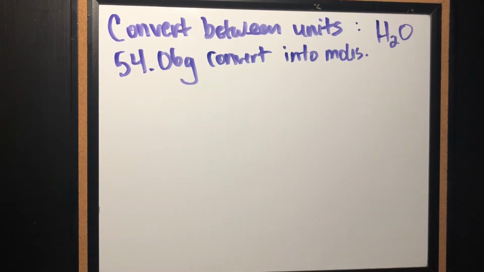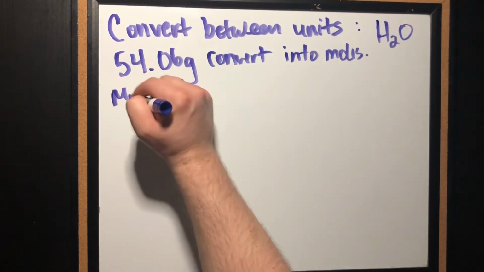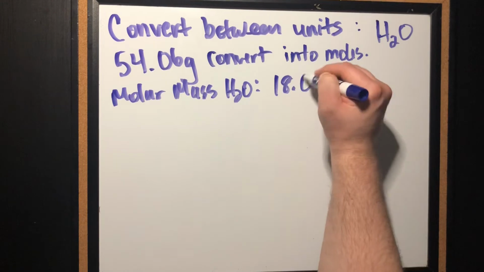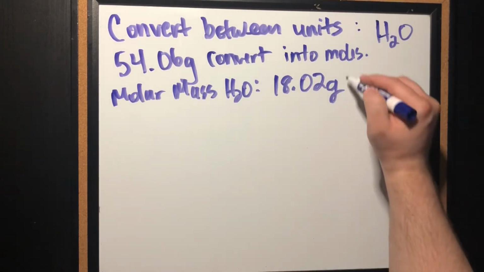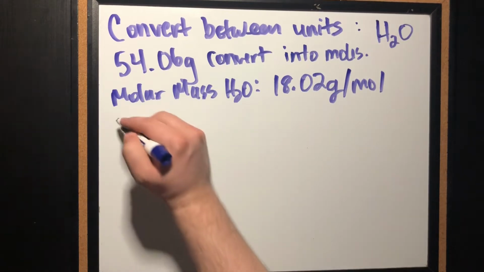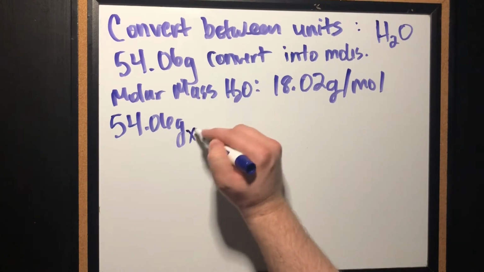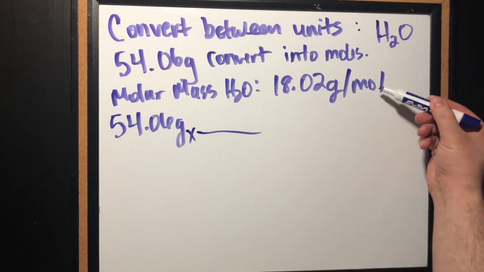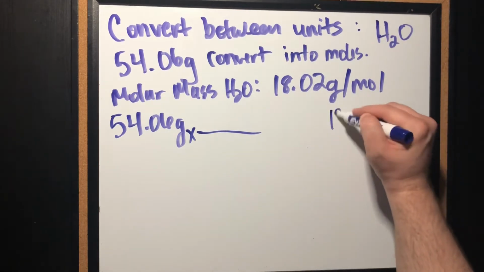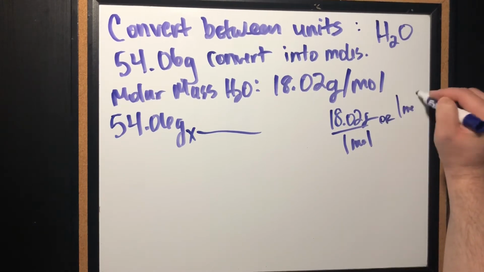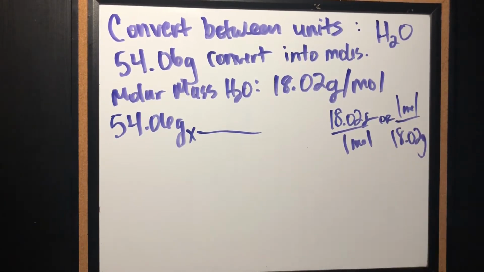So if you remember from the previous part, the molar mass of H2O is 18.02 grams per mole. If I start off with 54.06 grams, I'm going to multiply it by this conversion factor. And remember, you can either do 18.02 over 1 mole, or you can do 1 mole over 18.02. You can choose either one depending on what your initial data is.